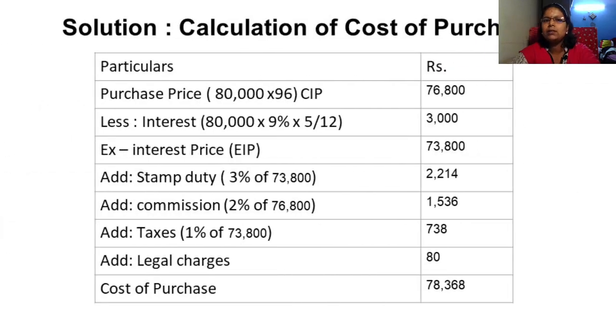How do you calculate the cost of purchase? First, let us take the total government loan, how much they have taken, 80,000 into what is the purchase price, 96. So what we get, 76,800, is the cum interest price.